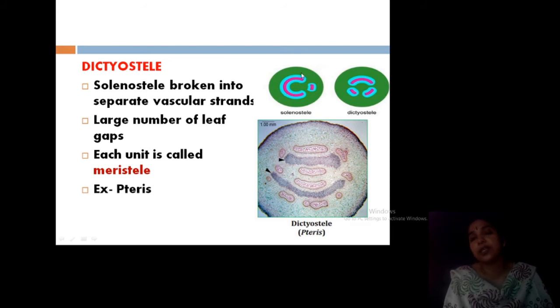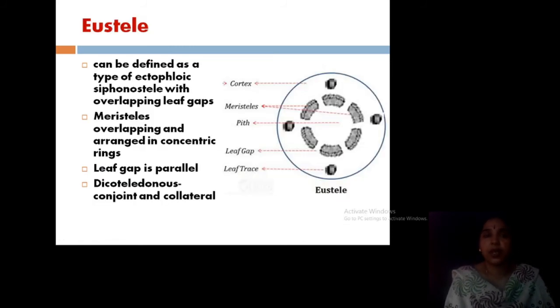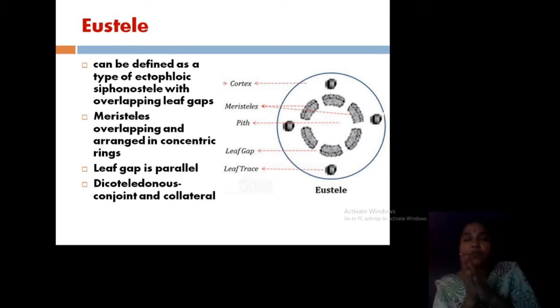What is present in each separate strand? This is xylem and central core of pith, phloem, xylem, phloem. Likewise, okay. See, it is breakdown. This is a meristele, this is a meristele, this is a meristele. Likewise, this entire system is divided into small vascular strands. That is known as meristele. Example is Pteris.